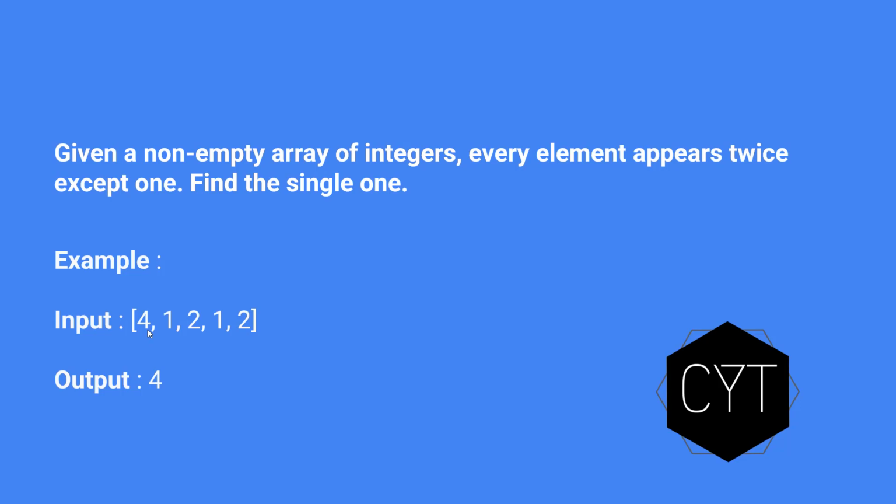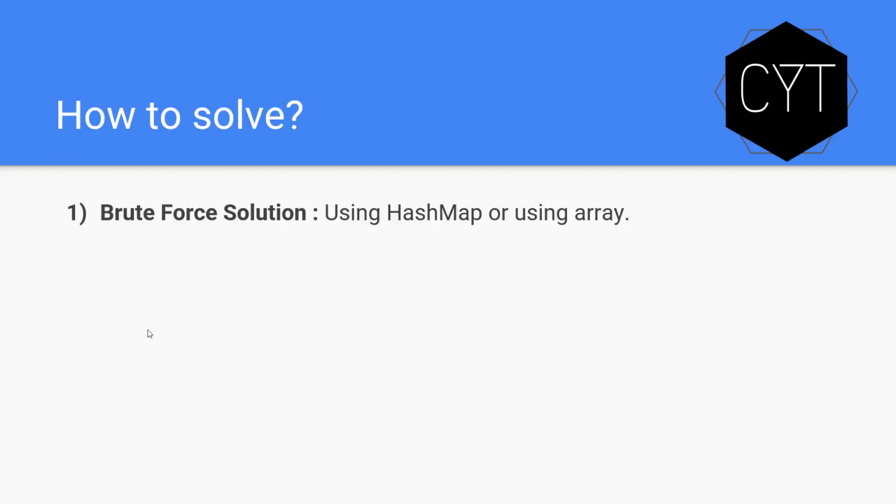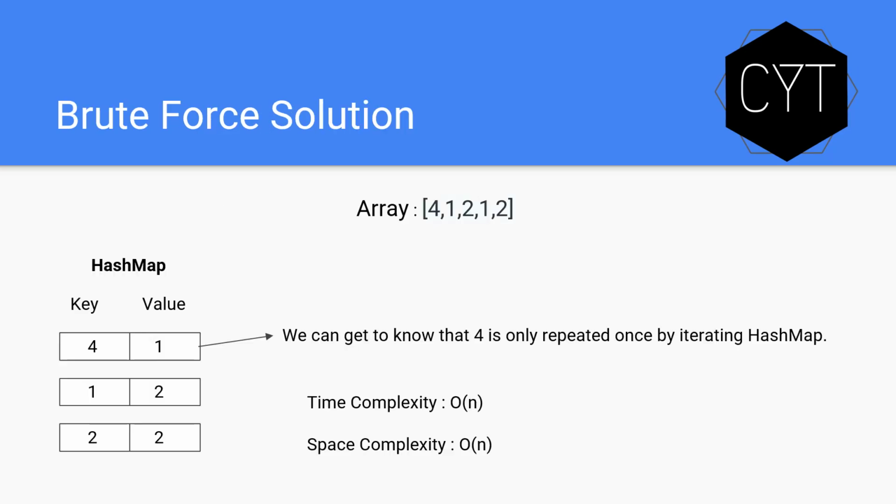But how do we solve this problem? We'll try the brute force and then we'll look at how we can optimize it. The simple way to solve this is a hash map or a frequency array which can count the frequencies. It is going to be very simple. We'll take a hash map, loop through this array, and find the frequencies of each element and store them in the hash map.